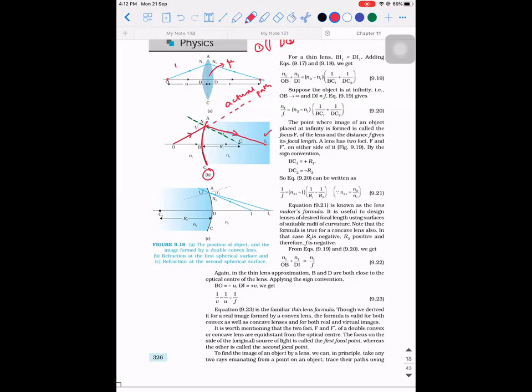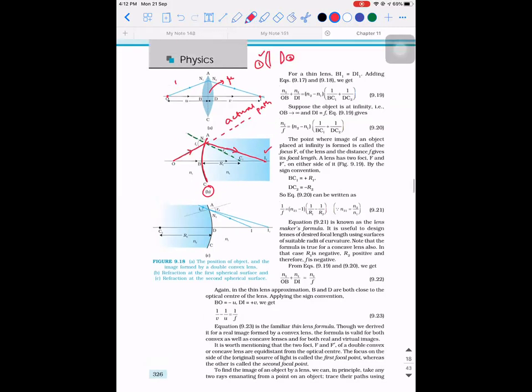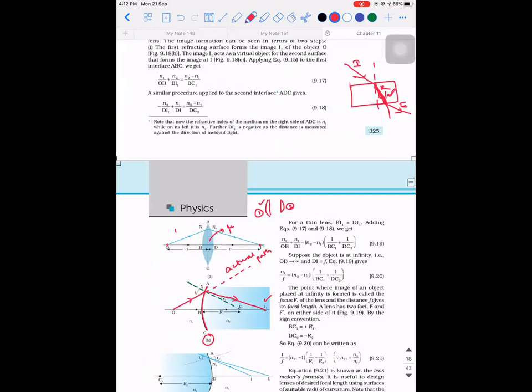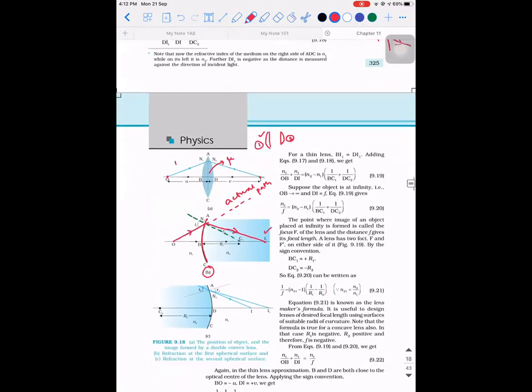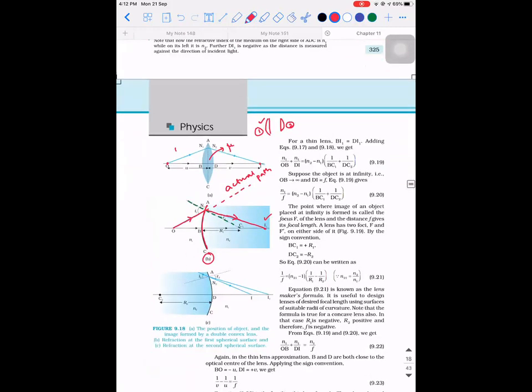Am I clear? Just like how I explained in the glass slab, the refracted ray is behaving like the incident ray. In a similar way, the intermediate image that is formed due to the first refracting surface will start behaving like what? Object. An object for the second refracting surface. Okay, so that is what is going to happen. So I hope this diagram is clear.